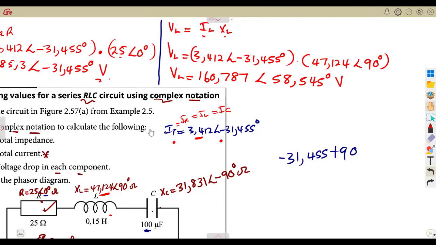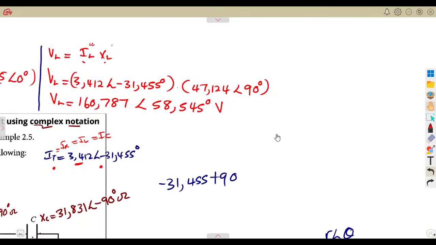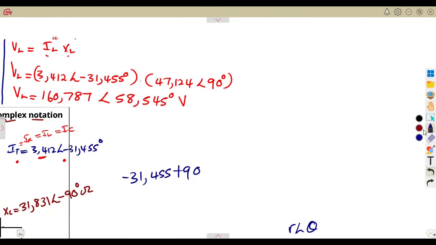What do we need? Across the capacitor, the last component, all right? So let's move on to the capacitor. The voltage across the capacitor, which is VC, is again supposed to be IC times XC at an angle theta.